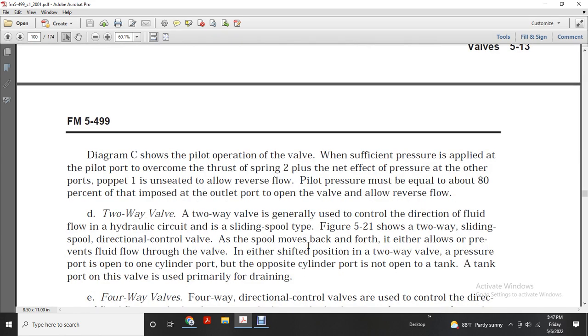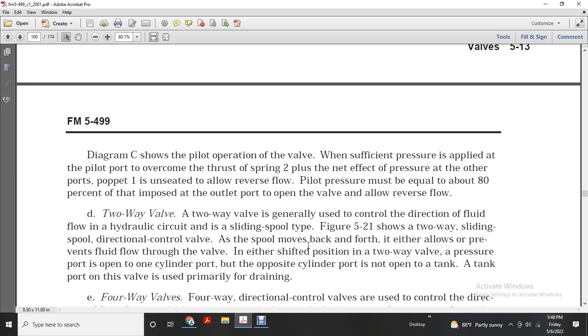Diagram C shows the pilot operated valve with sufficient pressure applied at the pilot to overcome the thrust of spring 2 and the effect of the pressure at the ports on the poppet 1, unseating the valve for reverse flow. The pilot pressure must be equal to about 80% of the imposed outlet port pressure to open the valve for reverse flow. Next, the two-way valve, the general control of directional fluid in hydraulics, chapter on the sliding spool valve, figure 521.